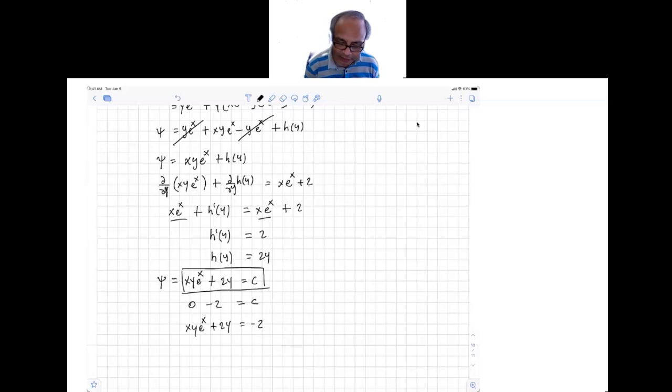And from here you can see you can actually write the solution in the explicit form. So you divide everything by x e to the x plus 2. And remember, always we want to write the solution in the explicit form if it is possible. And in this case, it is possible. And hence, this is my final answer for the solution of the initial value problem.